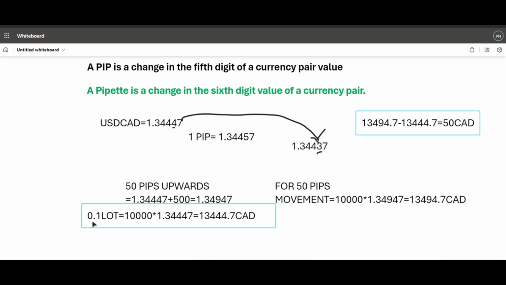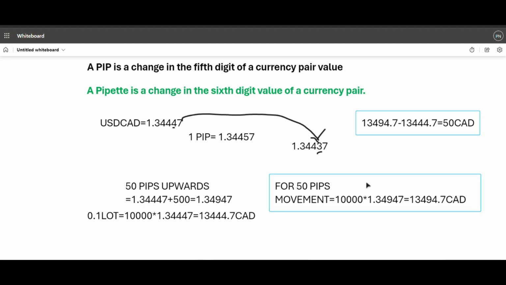Also, if it's 0.01 lot size, what would that be? Reduce from this 50, just move 1 zero down to 5 if we use 0.01 lot sizing.